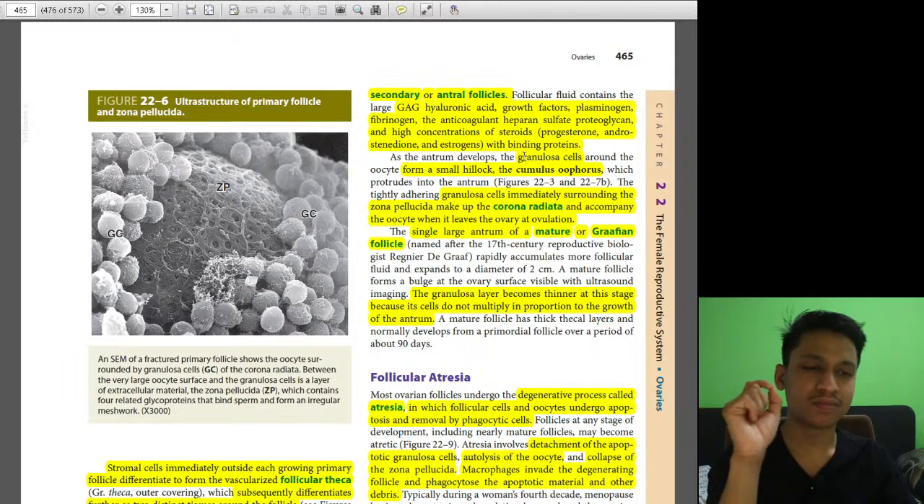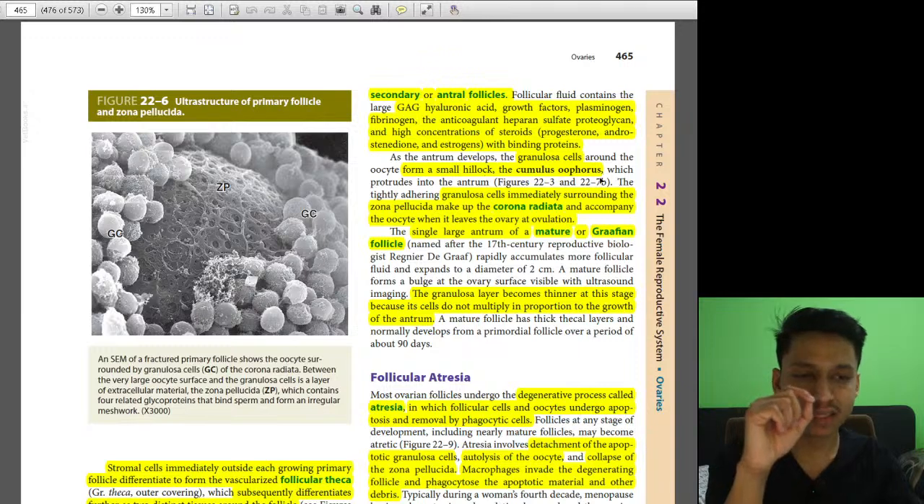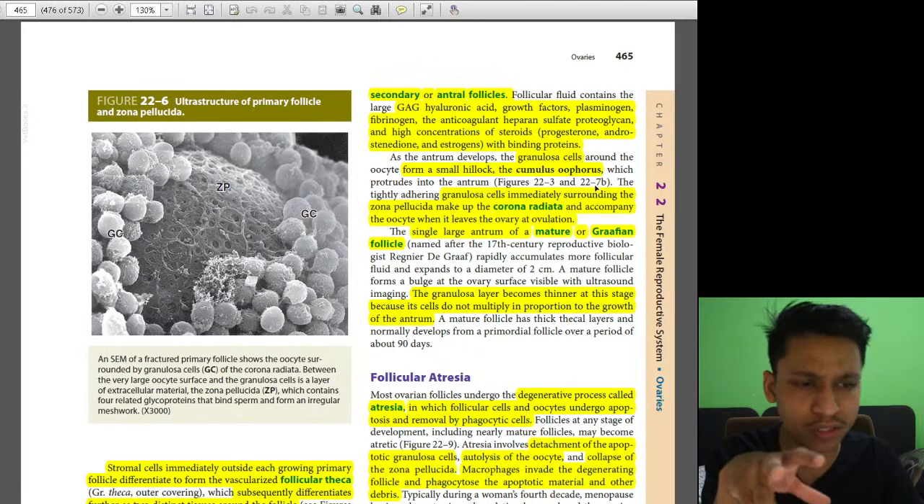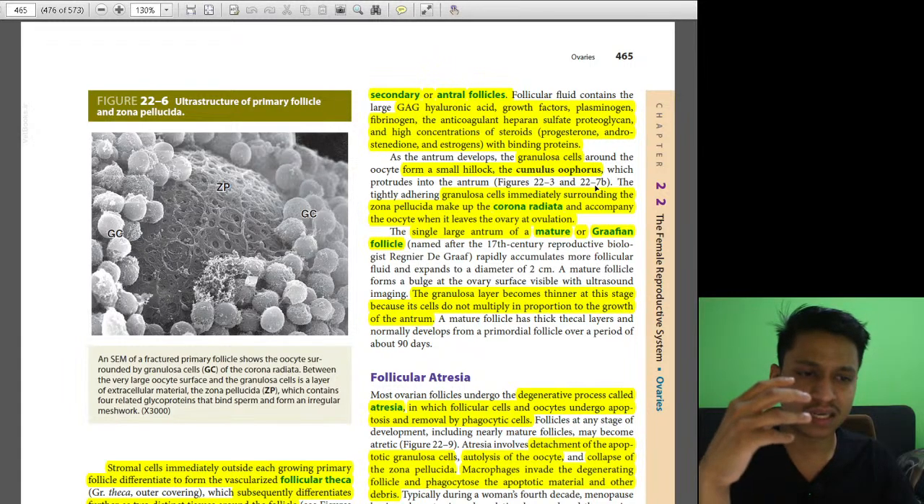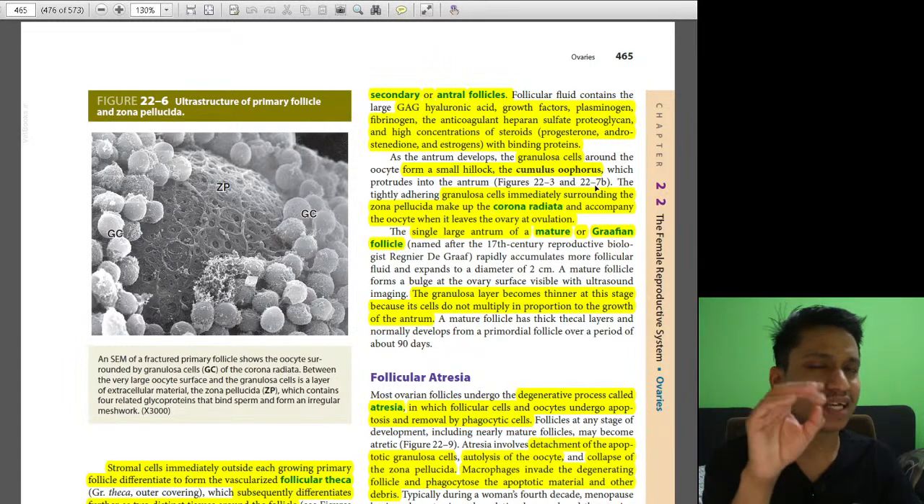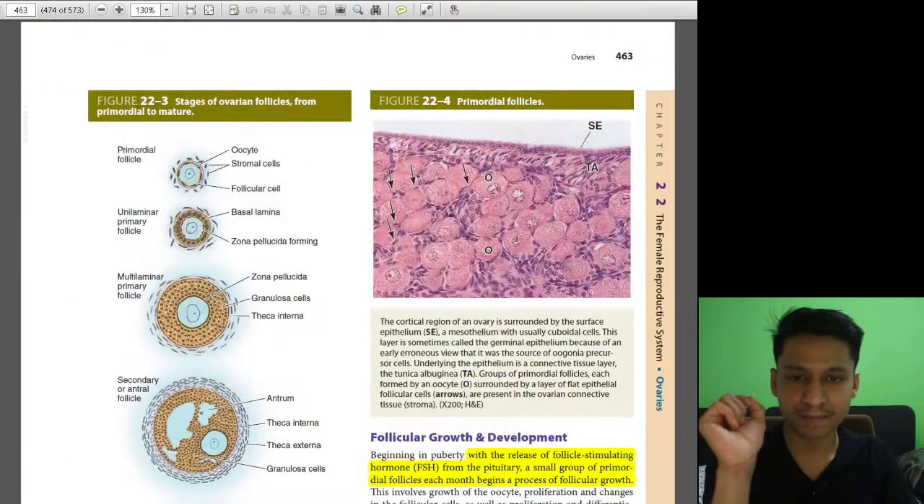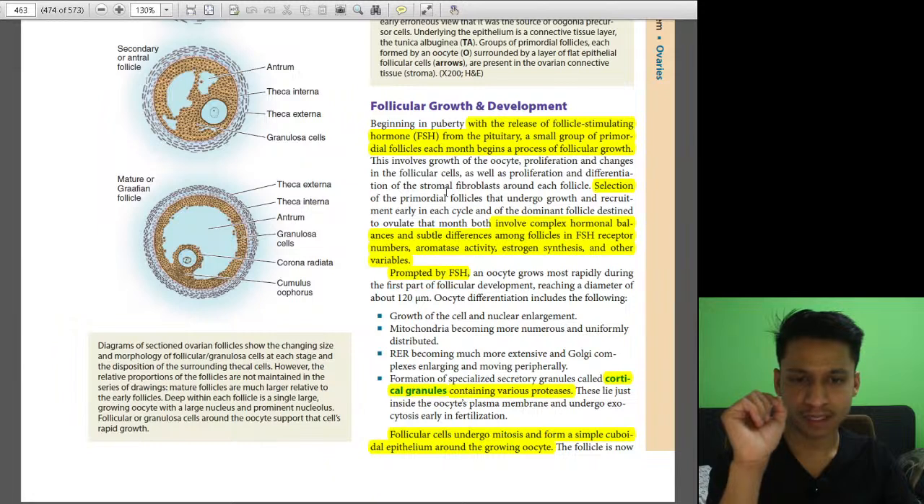As the antrum develops, the granulosa cells around the oocyte form a small hillock, the cumulus oophorus, which protrudes into the antrum. We'll check figure 22.3, 22.7b for what this cumulus oophorus is, because these granulosa cells grow and create this hillock, and this hillock is called the cumulus oophorus. Yes, so this part here is the cumulus oophorus.